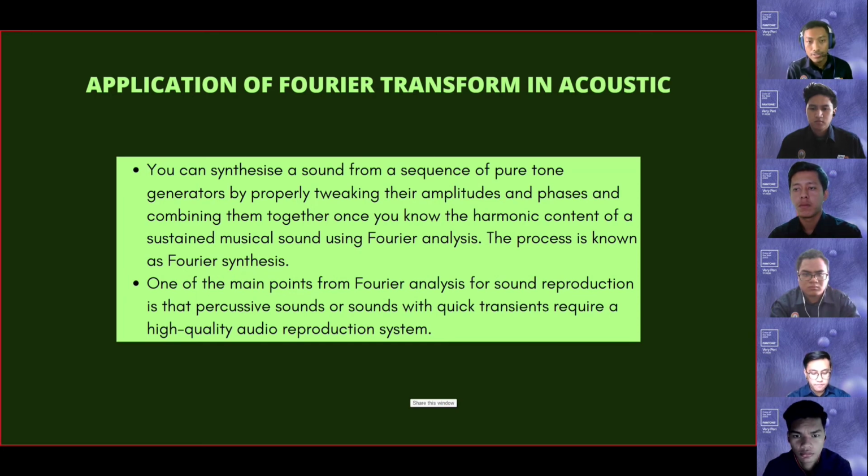You can also synthesize a sound from a sequence of pure tone generators by properly tweaking their amplitudes and phases and combining them together, once you know the harmonic content of a sustained musical sound using Fourier analysis. This process is known as Fourier synthesis. One of the main points from Fourier analysis for sound reproduction is that percussive sounds with quick transients require a high quality audio reproduction system.